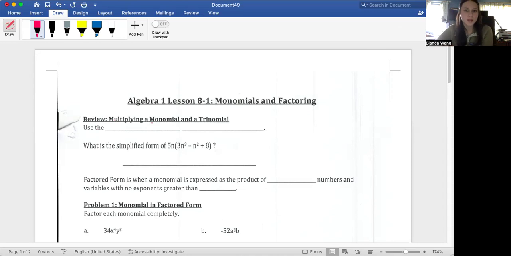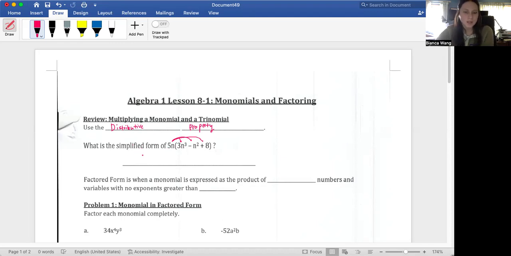When we multiply a monomial and a trinomial, we can use the distributive property. I know we've talked about the FOIL method and the box method, but we can also use the distributive property. So let's review here with a parentheses, a monomial and a trinomial. This specific one, we've got a trinomial and a monomial. We want to distribute this in and get rid of our parentheses to simplify.